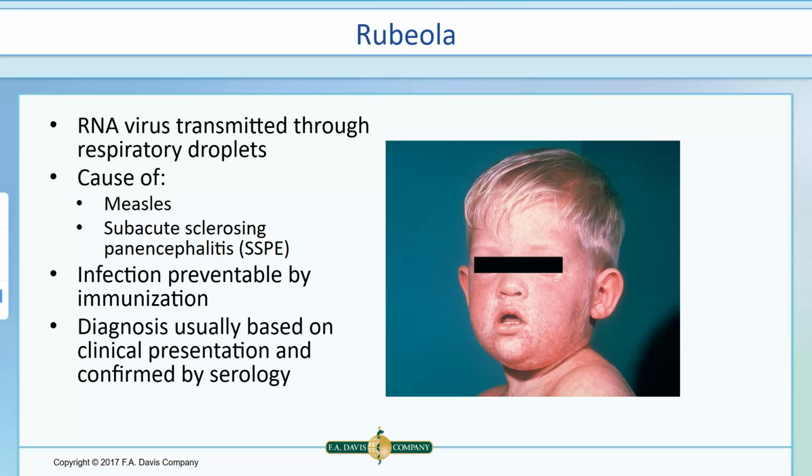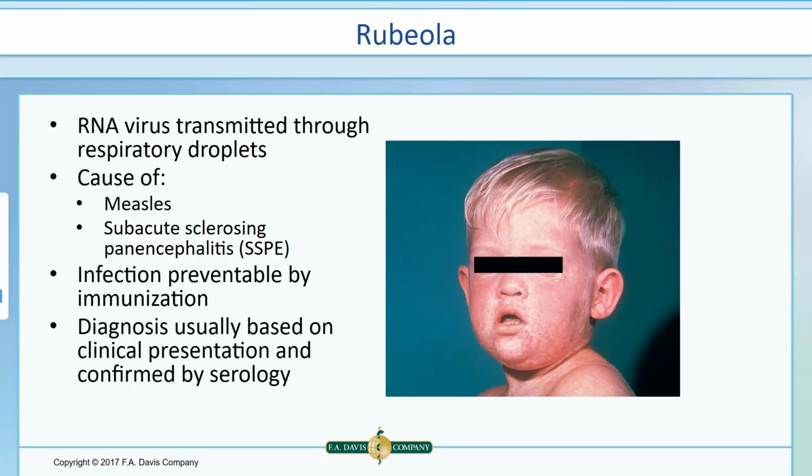Rubeola is different from rubella. Rubeola is the virus that causes measles, and measles is much more significant. With rubella, usually you just get flu-like symptoms, you get better, and you typically recover. Rubella is usually only a major concern in the immunocompromised and in pregnant women. But rubeola, or measles, causes significant disease.